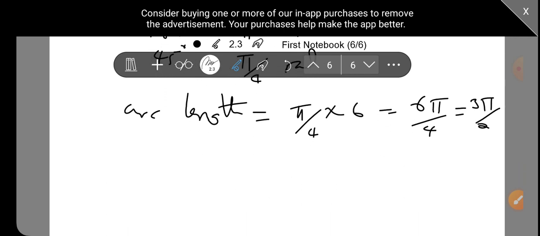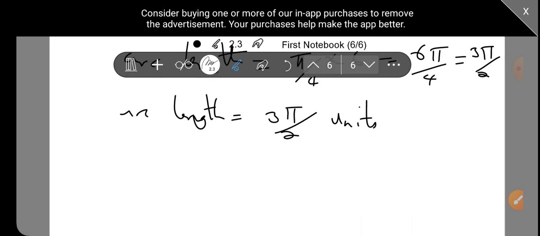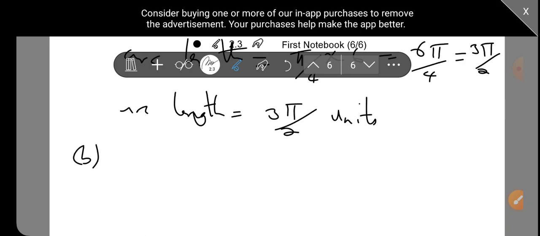So it means our arc length is equal to 3 pi by 2 units. If it was meters, we would have written meters. And then B is we want to find the area of a sector.